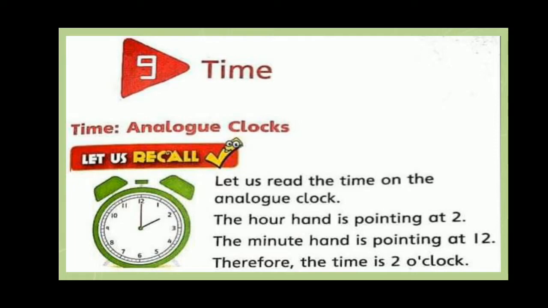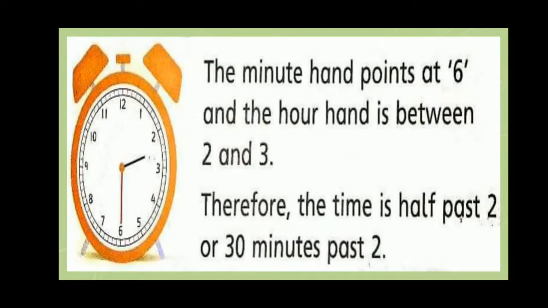Okay, let's see another time on an analog clock. Here you can see the minute hand points at 6 and the hour hand is between 2 and 3. Now you can call it right. The time is 2:30, or 30 minutes past 2. That means it's 2:30 on the clock.